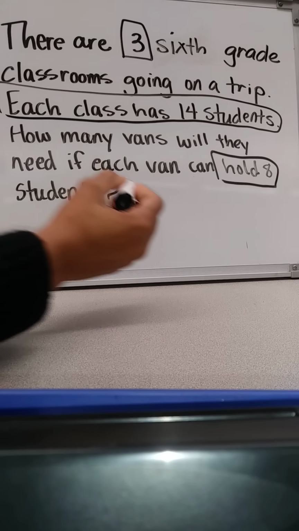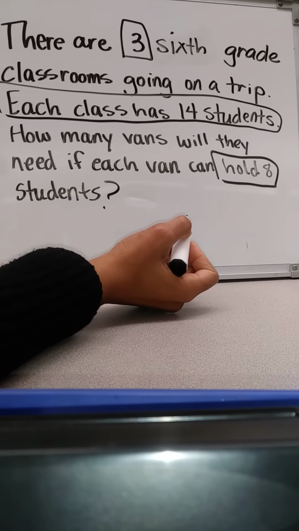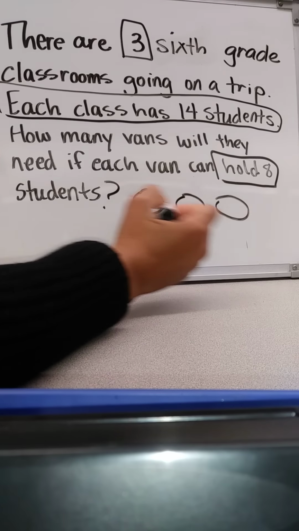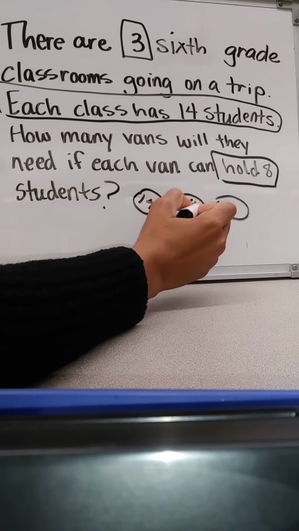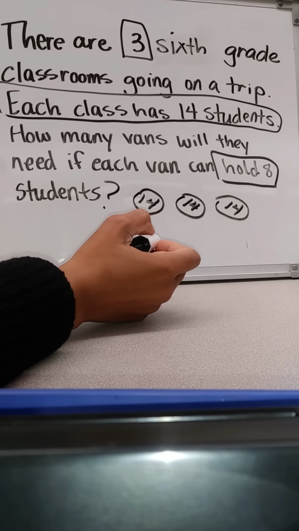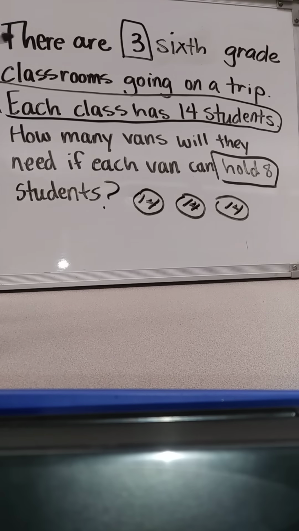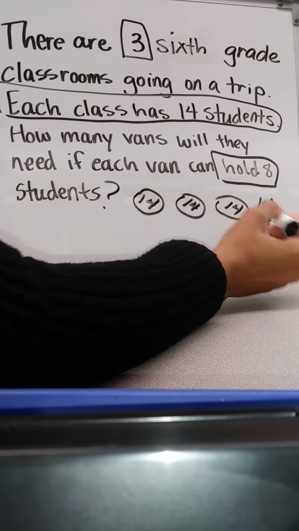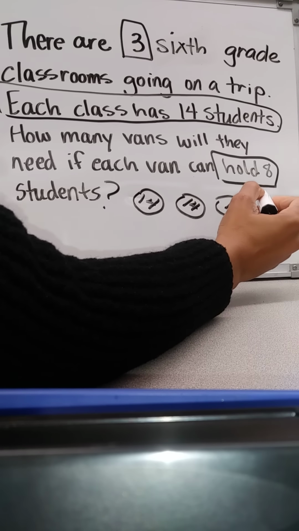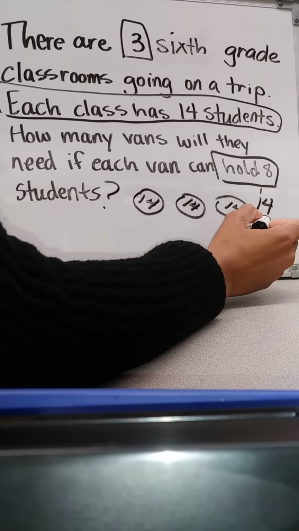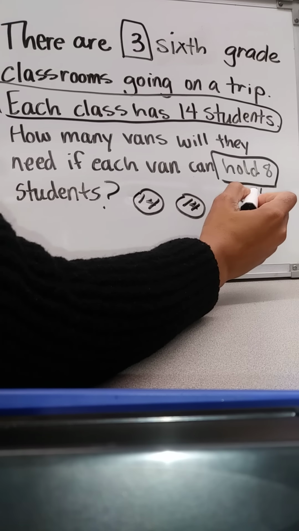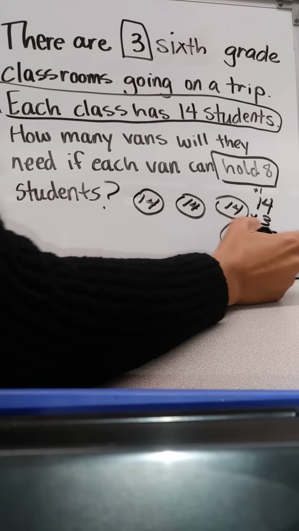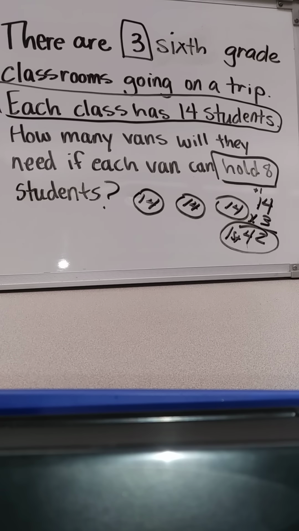So the first thing we need to do is figure out how many students are going on the trip. So we've got 3 classrooms, 14 kids in each classroom. So how many kids are going on the trip? Well, if you're doing 14 3 times, you might as well do 14 times 3. 4 times 3 is 12. 3 times 1 is 3, plus the carried 1 is 4. So we know that 42 kids are going on the trip.